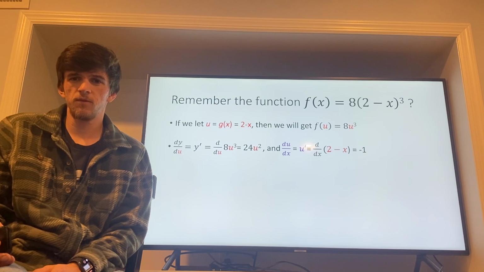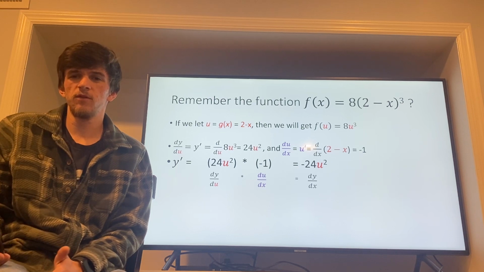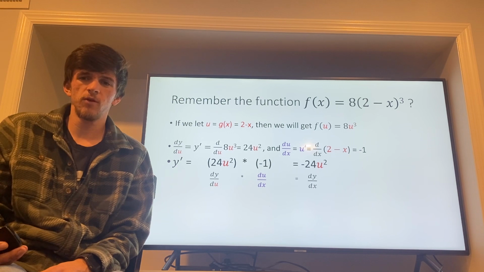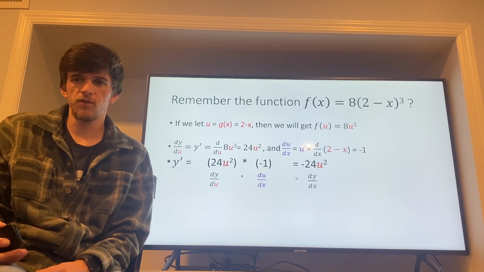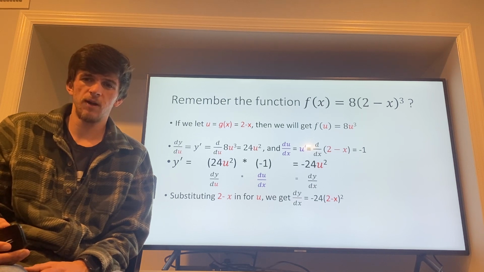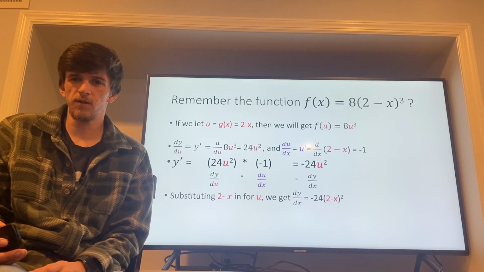So we know the chain rule states that the derivative of y with respect to x, or y prime, is going to be the derivative of y with respect to u times the derivative of u with respect to x. So we get our answer is negative 24u squared. We can't just leave it there. We need to substitute back in our 2 minus x for u, and we'll get the derivative of y with respect to x equals negative 24 times (2 minus x) squared. If you recall, that's the same answer we got going the long way.